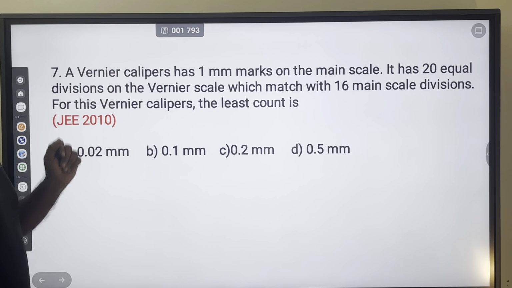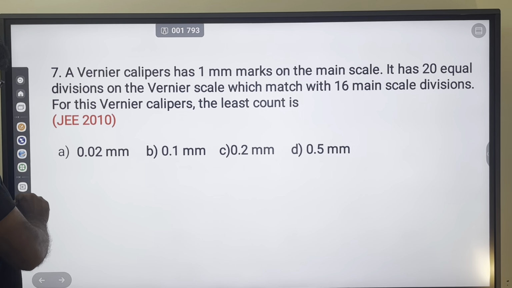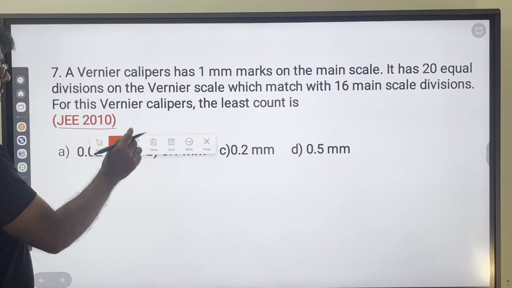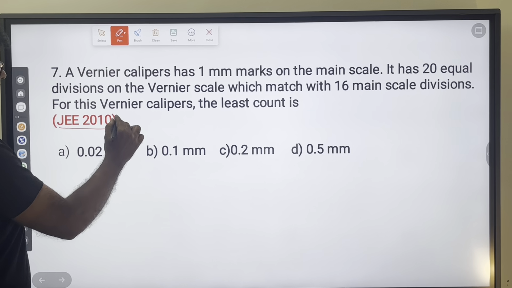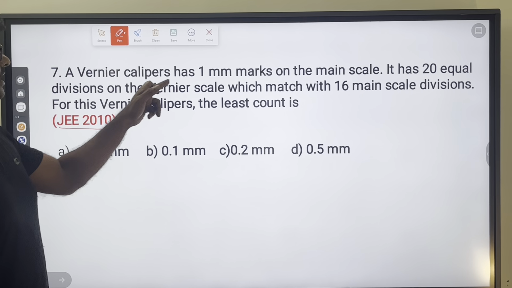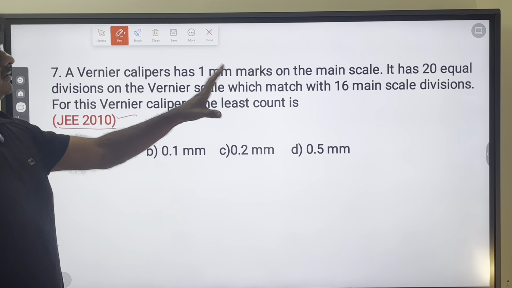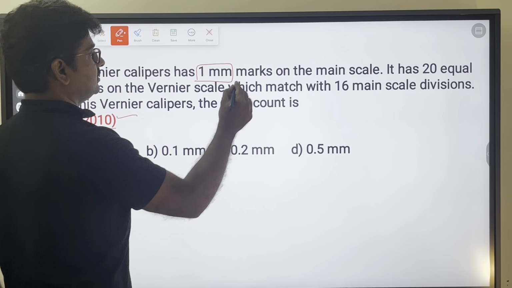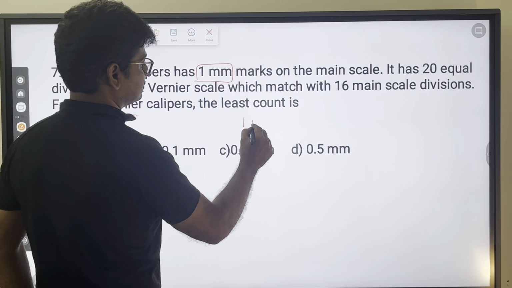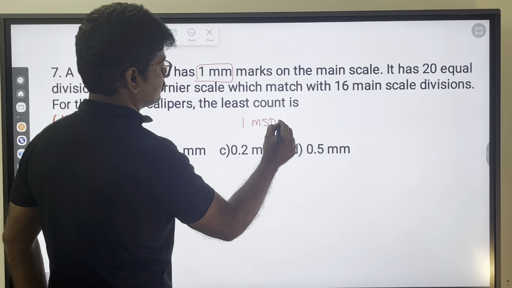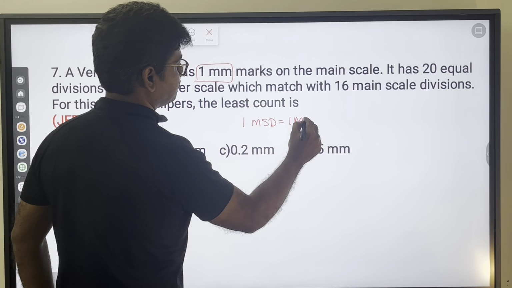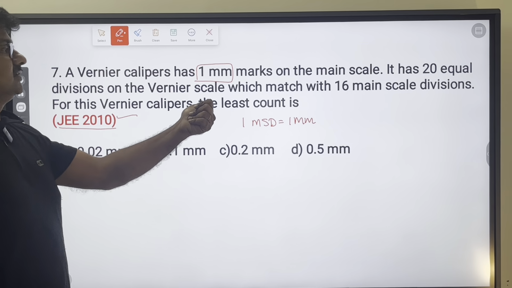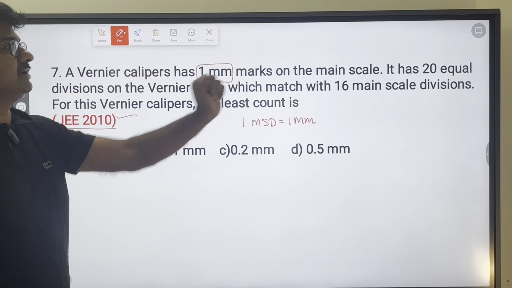Next question. This appeared in JEE 2010. A vernier calipers has 1 mm marks on the main scale. 1 mm marks, so that means 1 MSD, 1 main scale division on vernier calipers is 1 mm. It has 20 equal divisions on the vernier scale, which match with 16 main scale divisions.